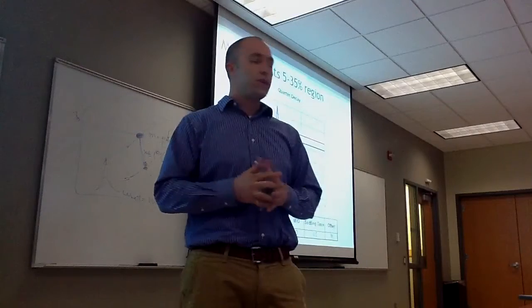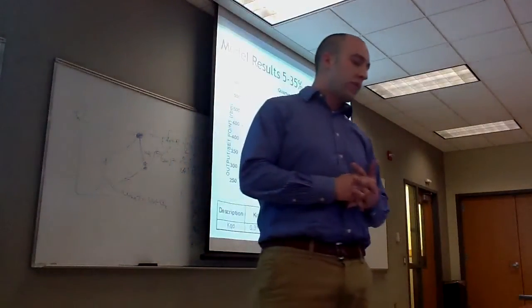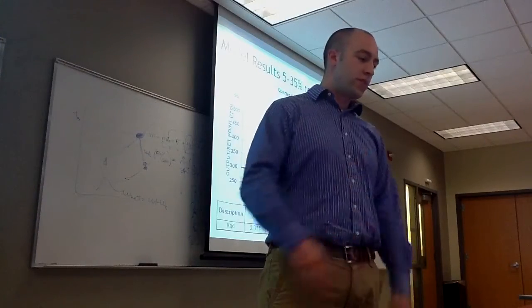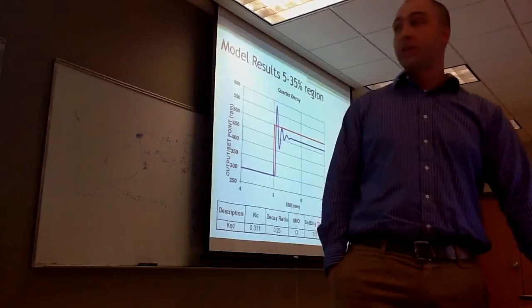Then here's the quarter decay gain. The gain is 0.311. Decay ratio is quarter decay, of course. Also, it's oscillatory and settling time of 5.5 seconds and offset of 16.